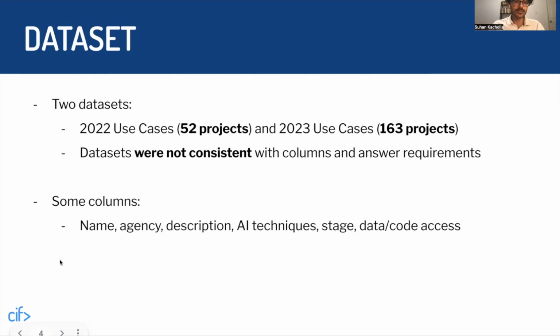Just to give you an idea of these datasets, some of the columns include the name of the project, the agency the project originated in, the description of the project, which AI techniques were used, the stage of the project, and whether or not the agency had data or code access to that project.